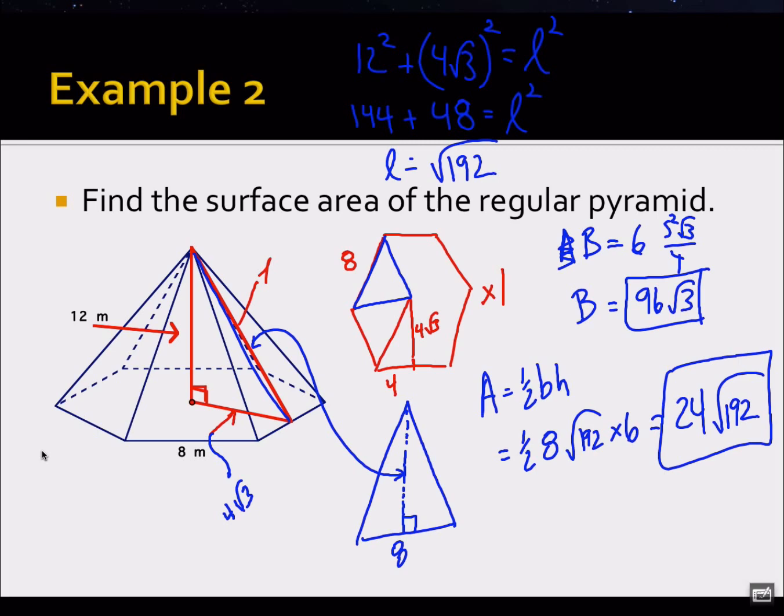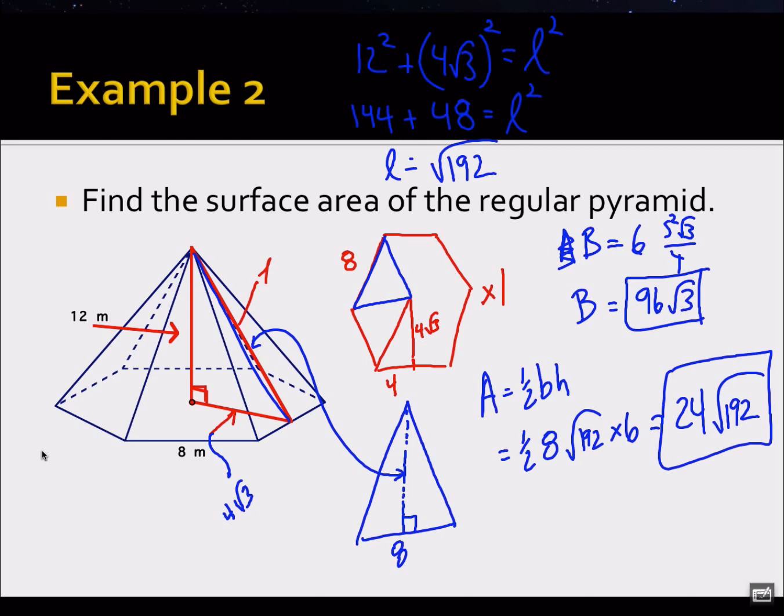I would not give that as an exact answer. I would add that up and get an approximate answer, whatever 96 square roots of 3 plus 24 square roots of 192 is. This probably even simplifies, I'm not sure.